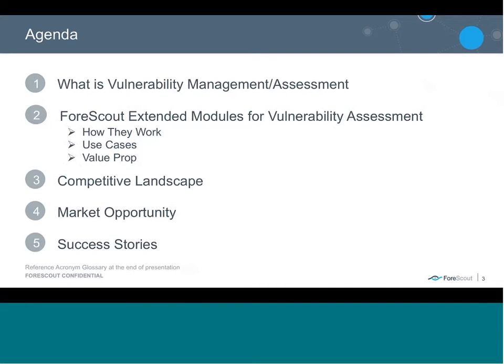So let's take a look at what we're going to talk about today. First, we're going to talk about vulnerability management versus vulnerability assessment. Those are two completely different terms, and they're used interchangeably quite a bit, and most of our customers may not understand the difference between the two. We're going to talk about the extended modules for vulnerability assessment, how they work, use cases, and their value propositions. We have a little bit of information on the competitive landscape. We're going to talk about the market opportunity. And finally, we have a couple of success stories that we can share with you.